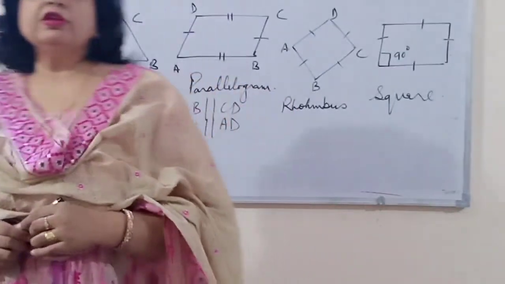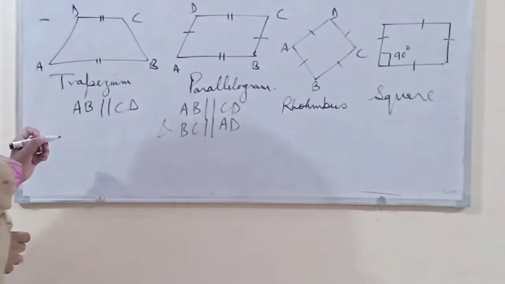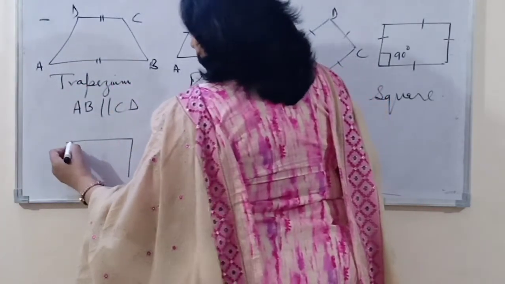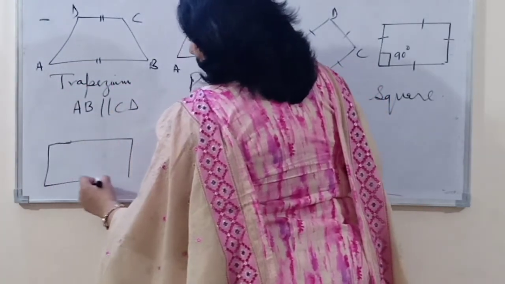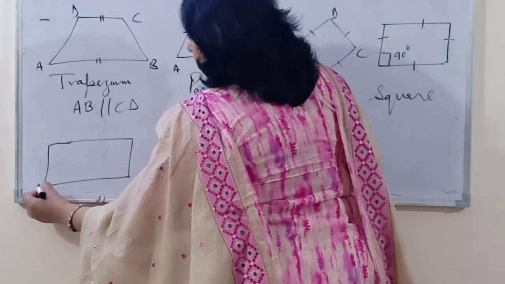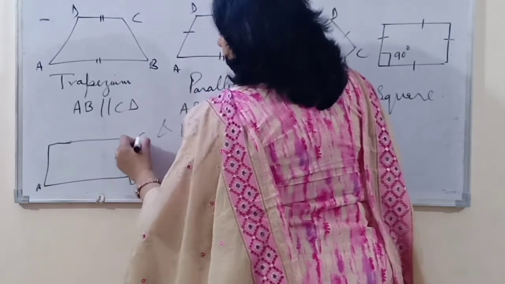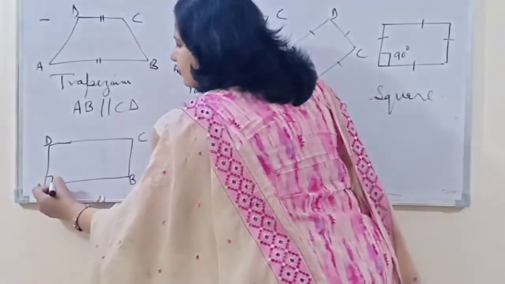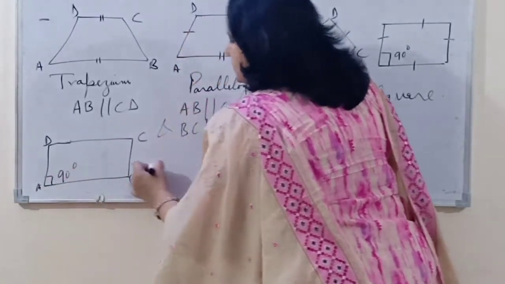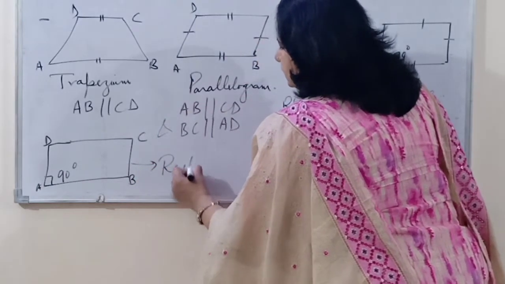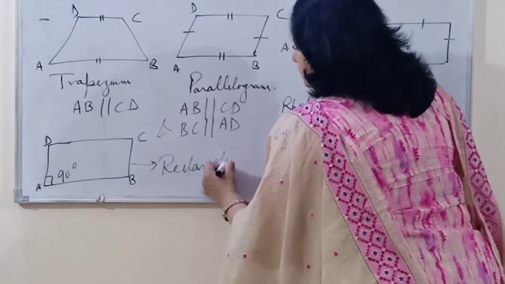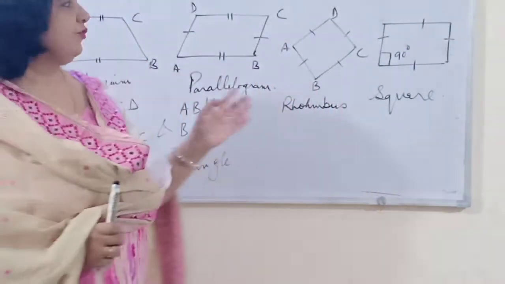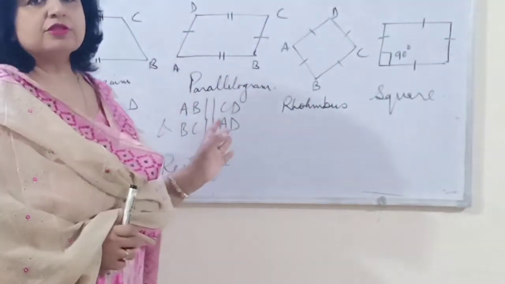Now, a quadrilateral in which opposite sides are equal and one angle is 90 degree is a rectangle. So these are the different types of quadrilaterals.